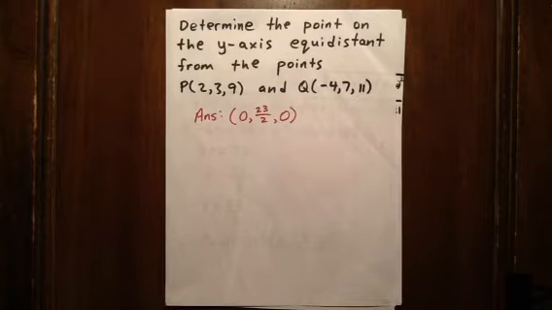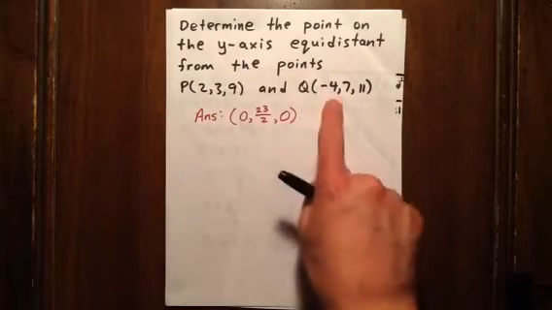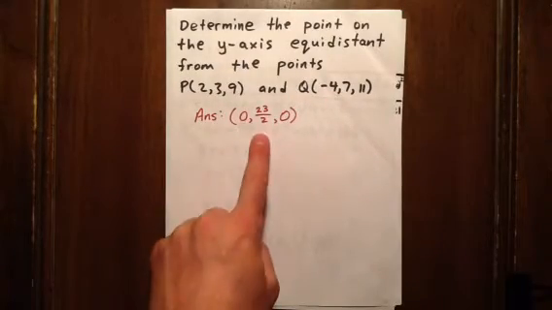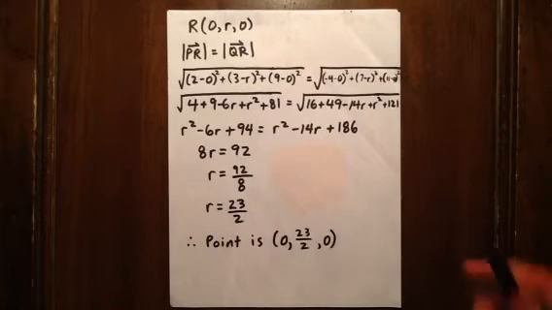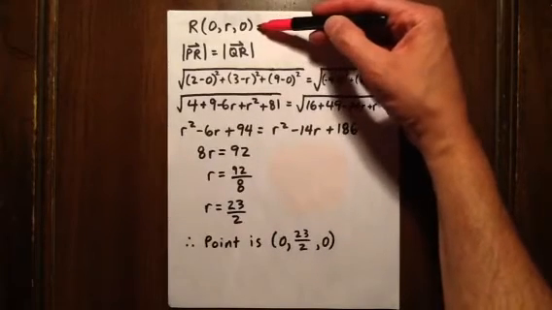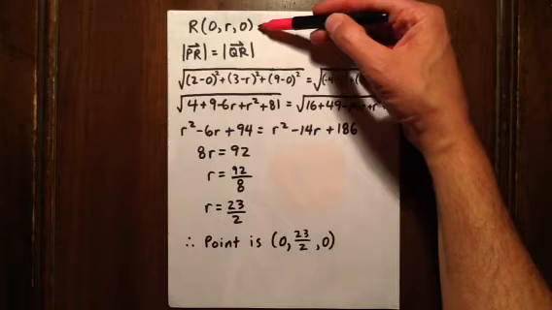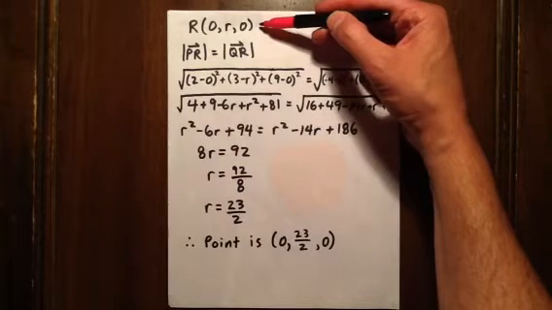In this question, we want to determine the point on the y-axis equidistant from this point and this point. We have the answer given to us here. Now let's see how we got it. Well, we know that a point on the y-axis has to have the coordinates (0, r, 0) for some scalar r.